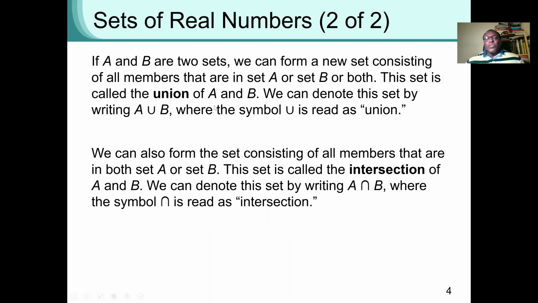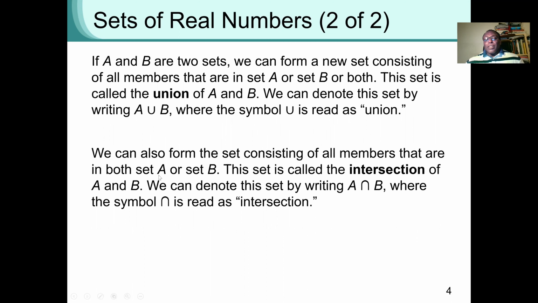If A and B are two sets, we can also form a new set consisting of all the members of both sets A and B. Normally we refer to this as the union of A and B. So the union of sets A and B means every element in A and every element in B combined together, with no repetition. We denote this set by writing A union B.